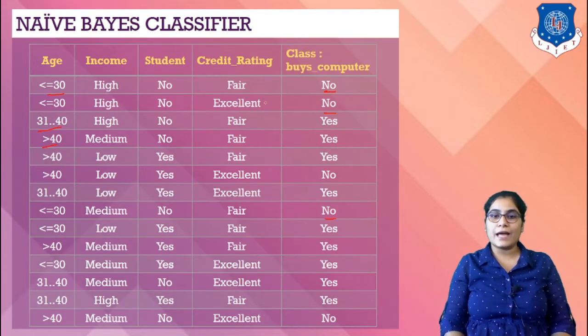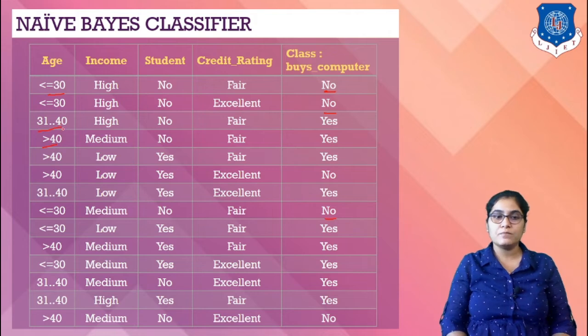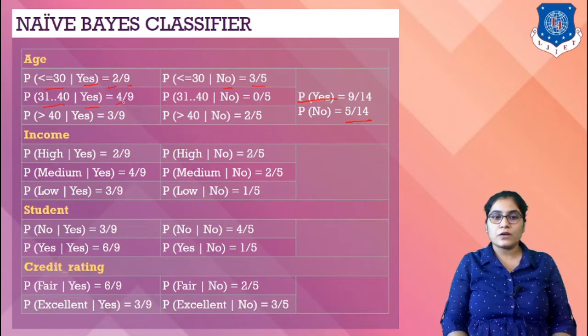We will repeat the same step for age value 31 to 40 and class label yes. So out of 9 records, how many records have age value 31 to 40? There are a total of 4 records that have age value 31 to 40 and class label yes out of a total of 9 records, and that is why the probability is 4 by 9.